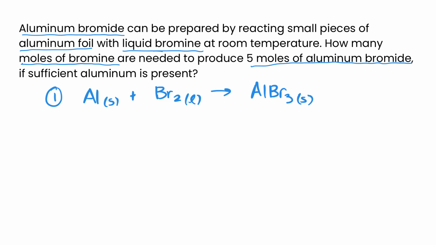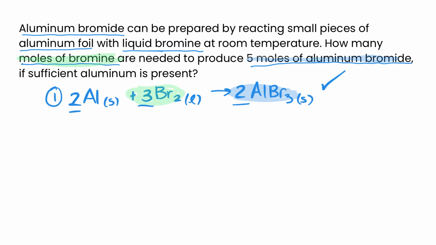We need to balance it. If we have bromines, let's balance those first by putting a 3 and a 2 there. And then to balance the aluminum, we need a 2 there. Okay, we're balanced. We've got our balanced chemical equation. Now, it can be really helpful to go in with a highlighter and highlight that we are given moles of aluminum bromide, so that's this one here. And we are looking for moles of bromine, so that's this one here.